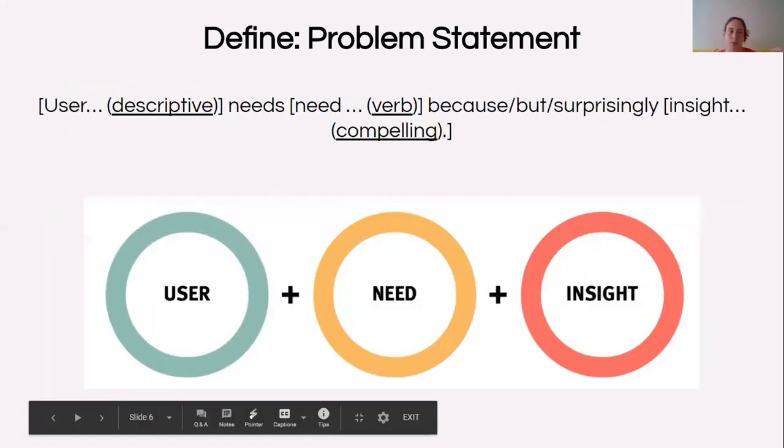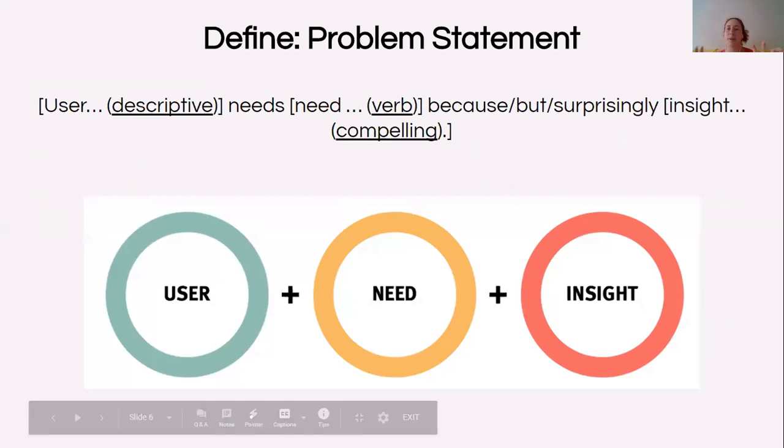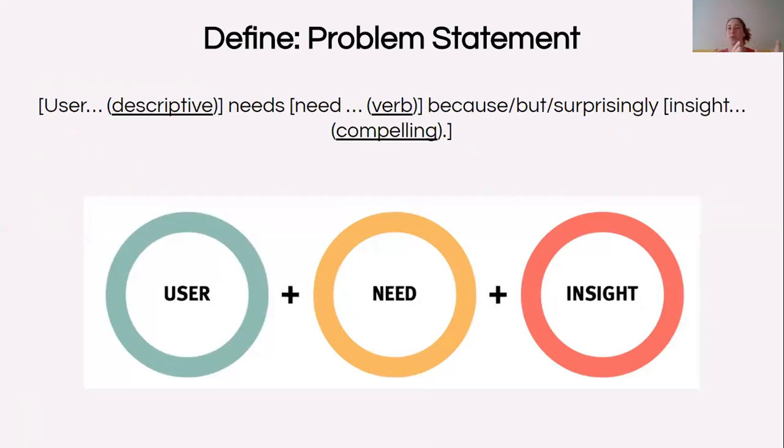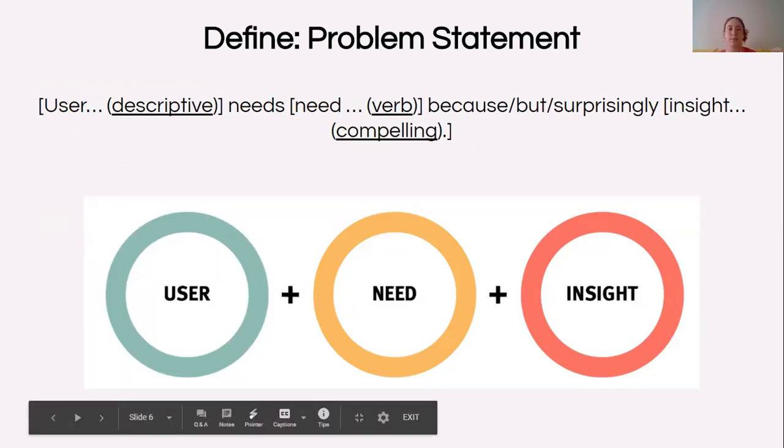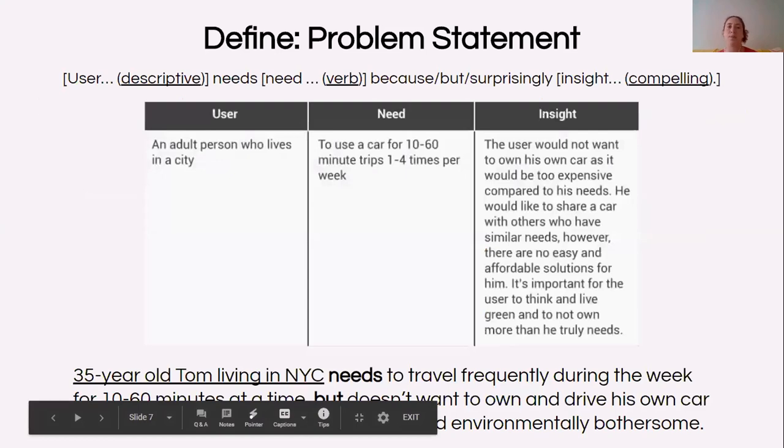So what does a problem statement look like? Usually it's made up of three things. You identify the user, or the audience, or the people with need. You identify that, and then you write down what the need is, or what the experience is, like what's the situation you're addressing. And then you put down the insight, like one of the main insights you received from the empathy stage, to explain what the need is. So it looks like: user needs blank, because, or but, or surprisingly, and then your insight. I'm going to give an example that's going to make more sense of this.